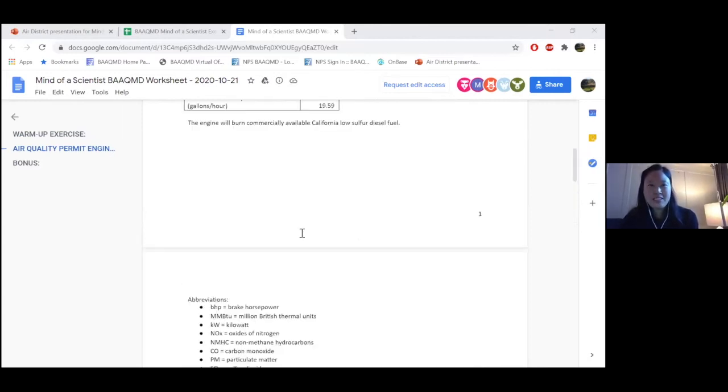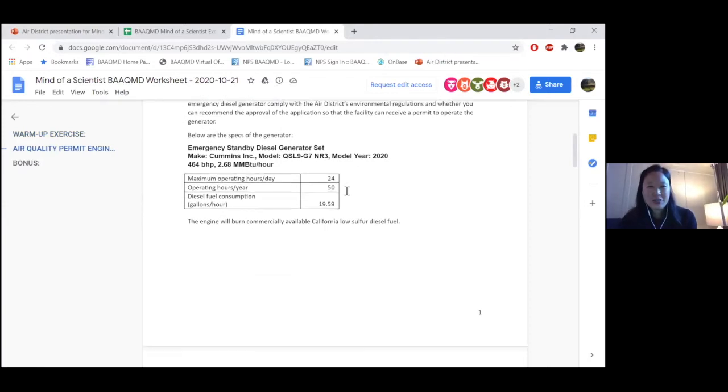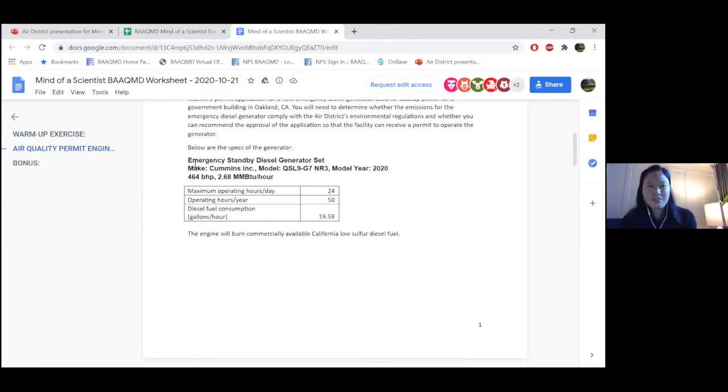So basically the scenario, we have a typical diesel generator in Oakland. And this is actually based off of a real project that I did. So I thought it'd be fun to share it. So usually we have a project description.